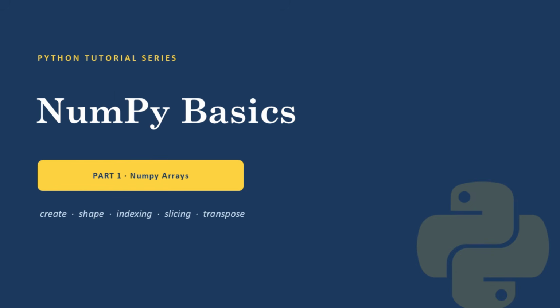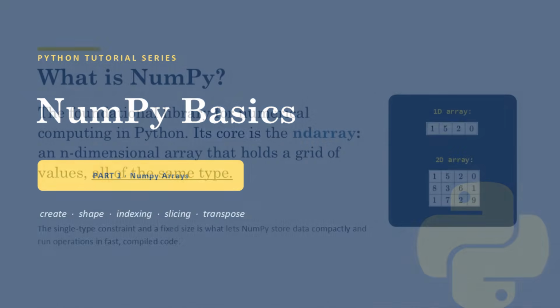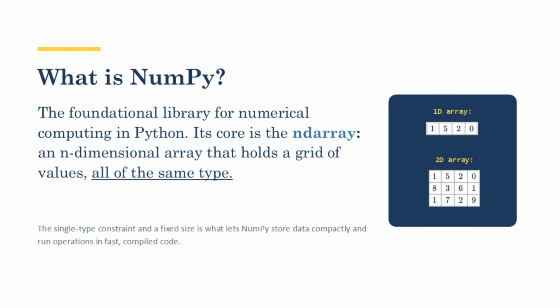Plain Python already has lists, and lists are fine for holding a handful of values, but they're clumsy for math. If you have two lists of numbers and you want to multiply them together element by element, plain Python makes you write a loop to do it. NumPy's answer is a new data type, the ndarray, short for n-dimensional array. It holds a grid of values, all of the same type, and it knows how to do arithmetic across all of them at once. Two properties make it different from a list.